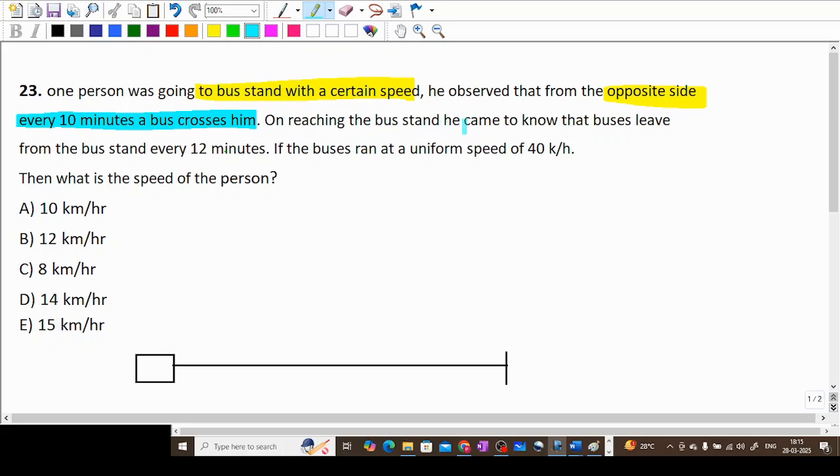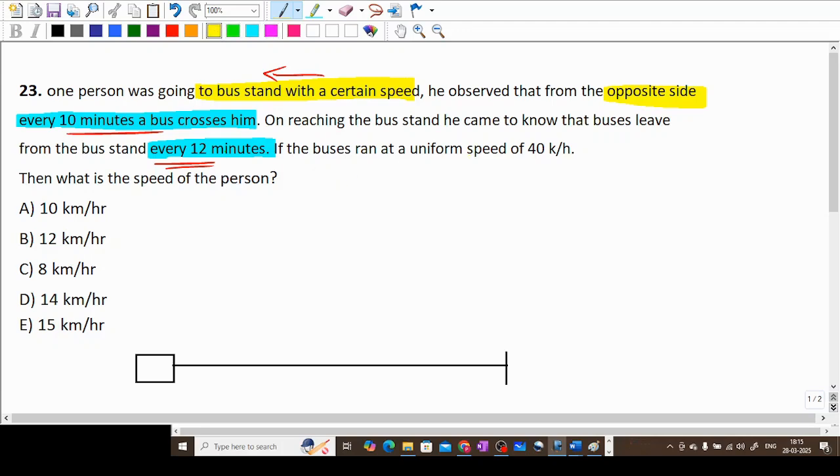On reaching the bus stand, he came to know that the buses leave from the bus stand after every 12 minutes. Actually, the time gap between bus to bus is 12 minutes. But because he is traveling in the opposite direction towards the bus stand, he can see the buses after every 10 minutes.